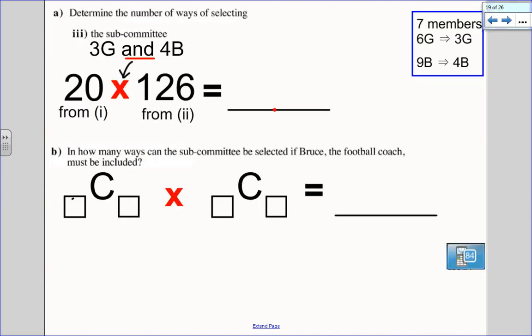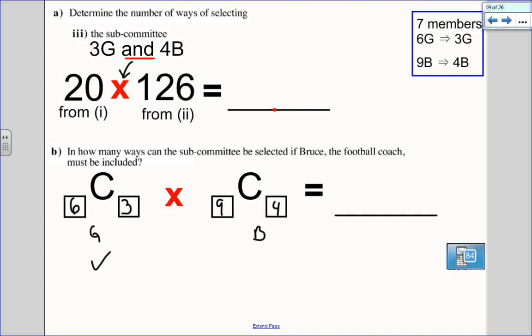So I'm just going to write that out. 6C3 for the girls, and then 9C4 for the boys. So that's what we did before. But I want to make sure that Bruce, the football coach, must be included. So my girls, they're good to go.